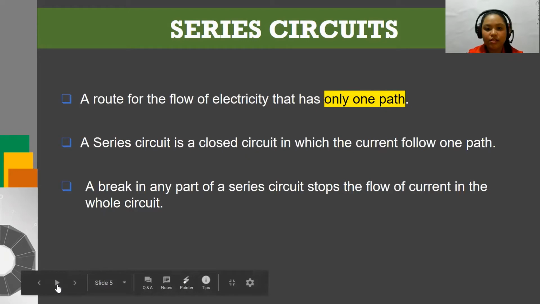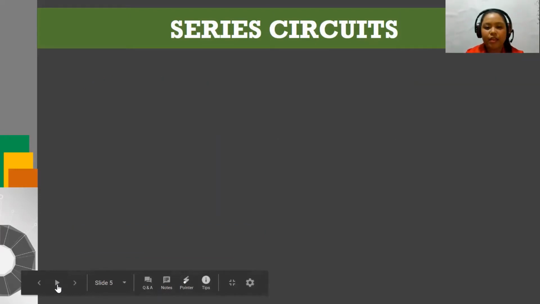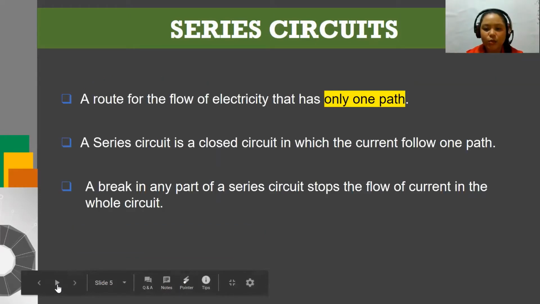We have here a route for the flow of electricity that has only one path. So again, the flow of current is only one path. And then a series circuit is a closed circuit in which the current follows one path. A break in any part of a series circuit stops the flow of current in the whole circuit.